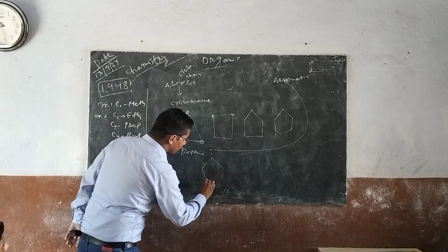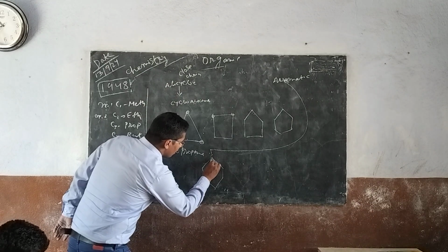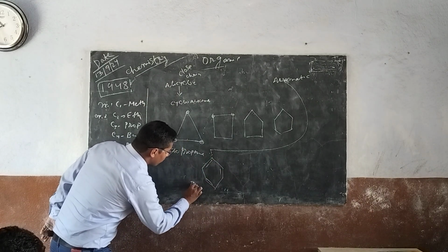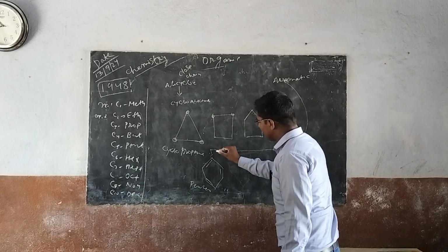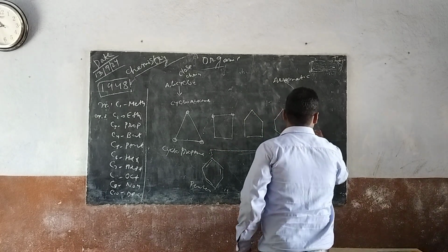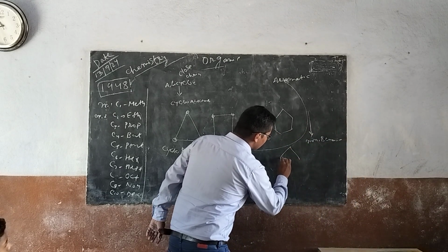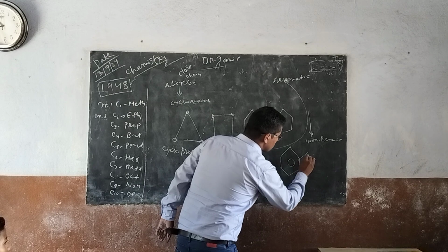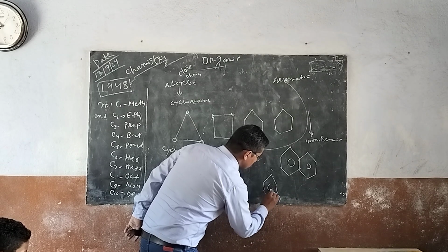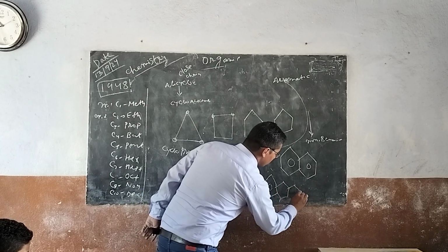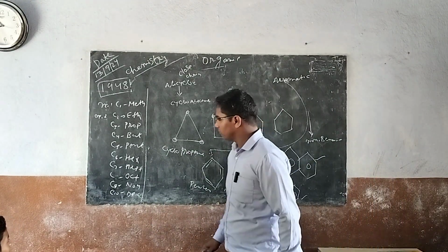Now aromatic. The first member of aromatic is benzene. In benzene, there are alternating single and double bonds. In aromatic, one type is benzenoid and another type is non-benzenoid, like naphthalene and anthracene. These are non-benzenoid. Naphthalene and anthracene. So thank you very much.